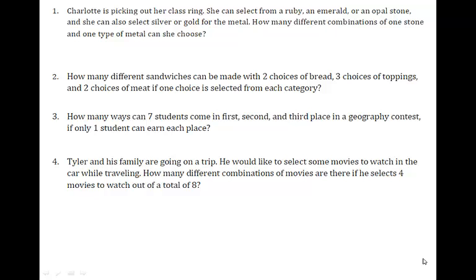A lot of students struggle with permutations and combinations. They're kind of a weird thing to think about. Let's just work through the problems.